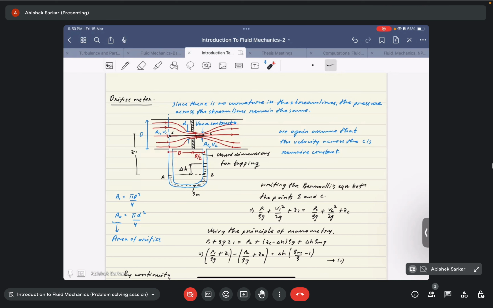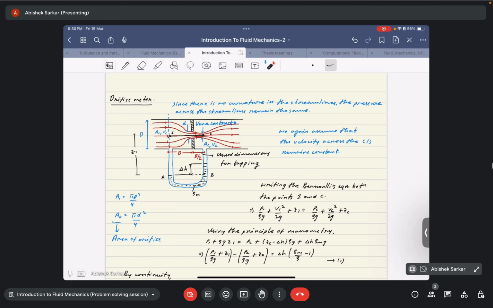It is essentially used in large pipelines that are involved in the transfer of liquid from one point to another in, say, refineries or various process industries, other industries like that. So orifice meters are essentially used to measure the flow rates, or to get an idea of the amount of fluid that is passed through a particular pipe for a particular period of time. Basically to get the volume flow rate. So that's all regarding the applications of the orifice meter.